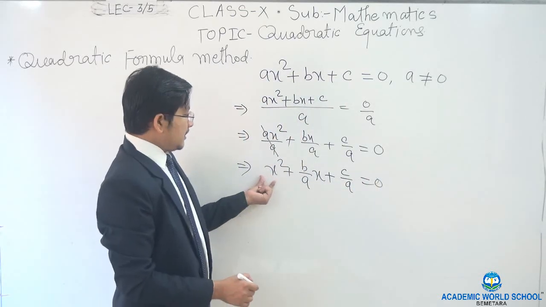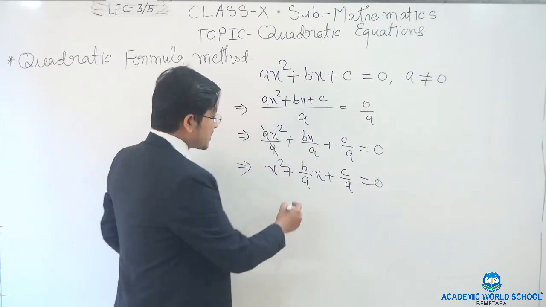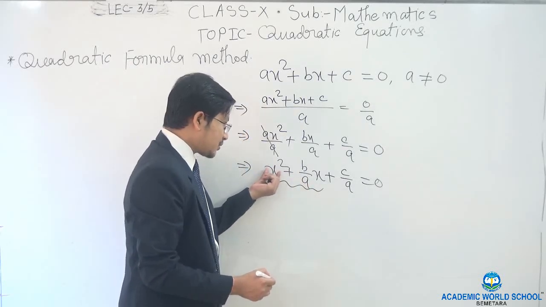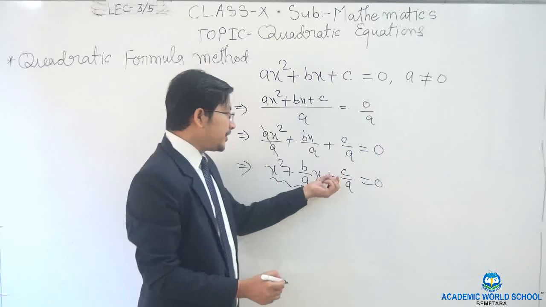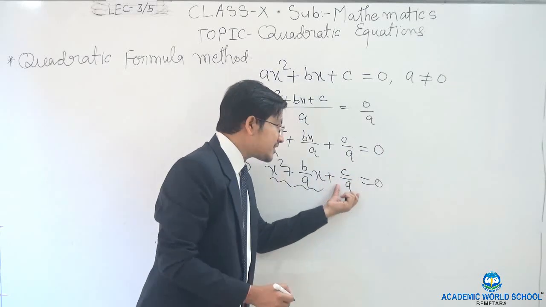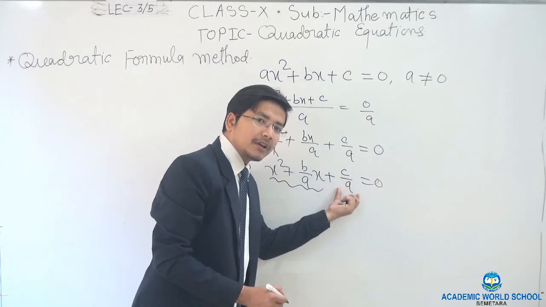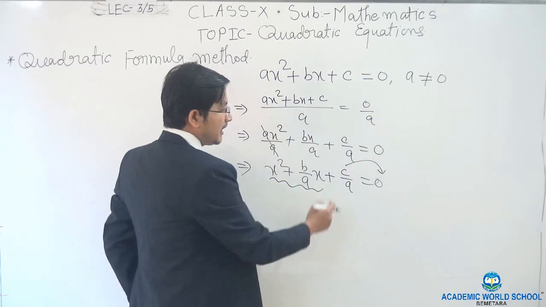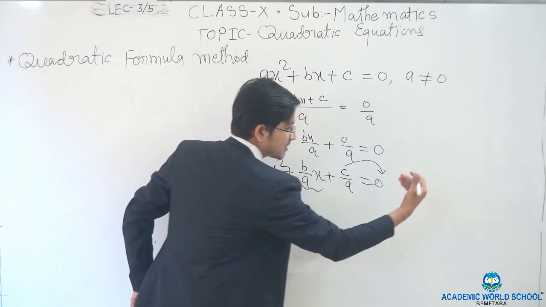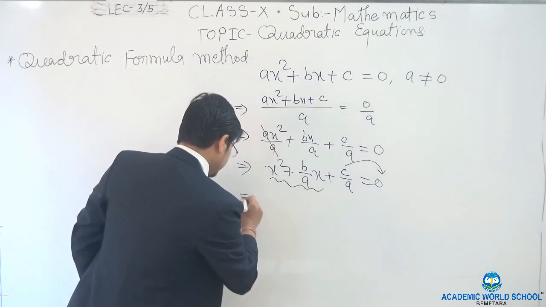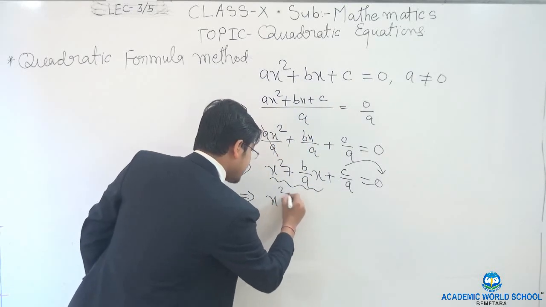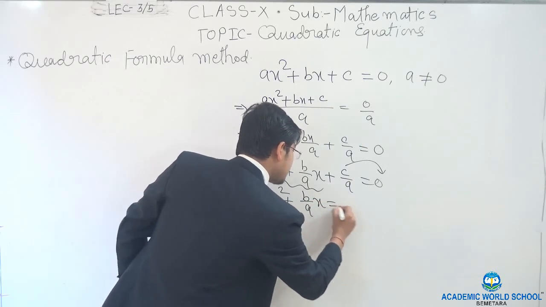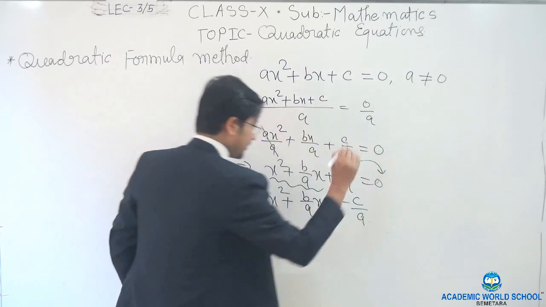Now the terms which consist of x: this is x square and this is x. This is a constant term, so I am going to transfer this constant term to the right hand side, and it will become minus c upon a. So this will be x square plus b upon a x is equal to minus c upon a.